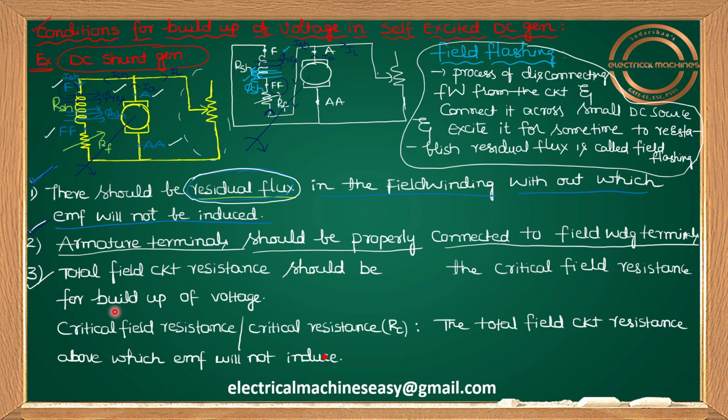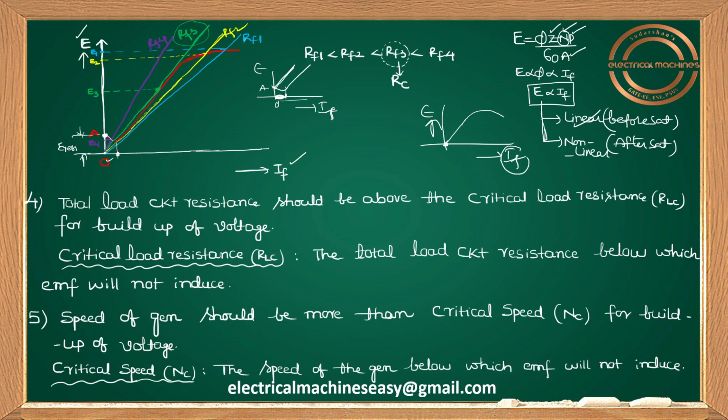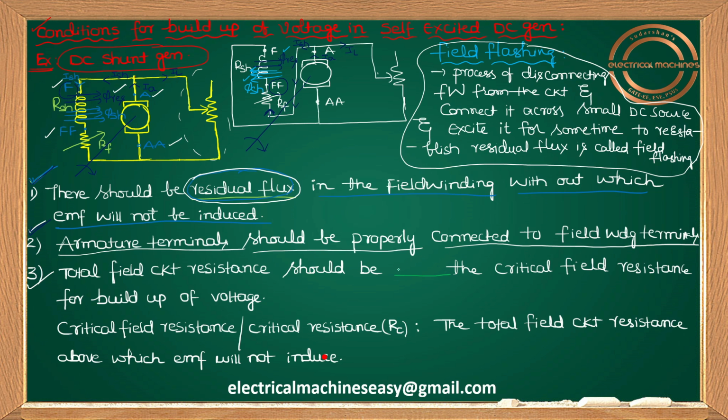Okay, guys. So that only I simply wrote here. Please try to understand. The total field circuit resistance should be dash the critical field resistance for buildup of voltage. Tell me, guys, for buildup of voltage, what should I write in that blank? Please try to respond. Compared with the RF3, for buildup of voltage, I should think about RF1 and RF2, no? That means the total field circuit resistance should be below the critical field resistance for buildup of voltage. So let me write here, the total field circuit resistance should be below the critical field resistance for buildup of voltage. Okay, so yeah, it is nothing but below here.